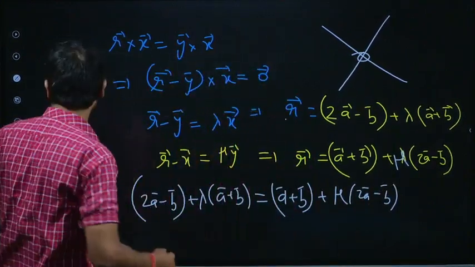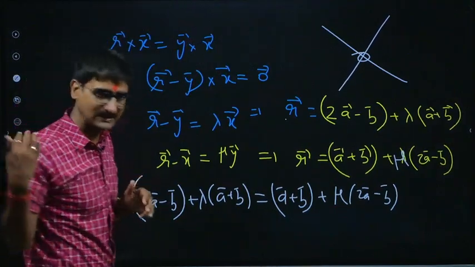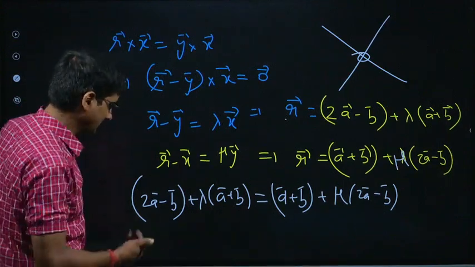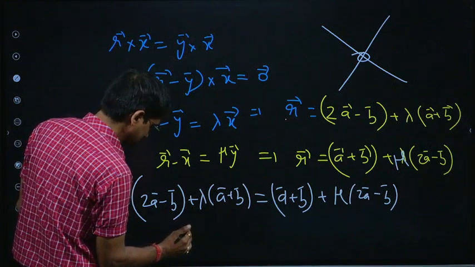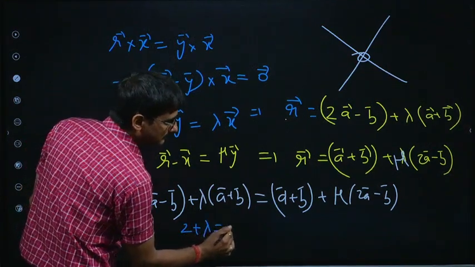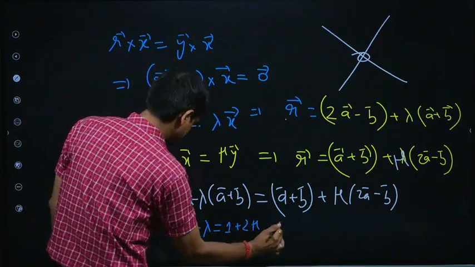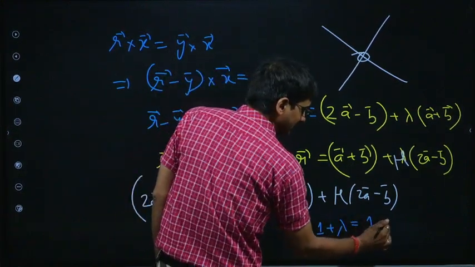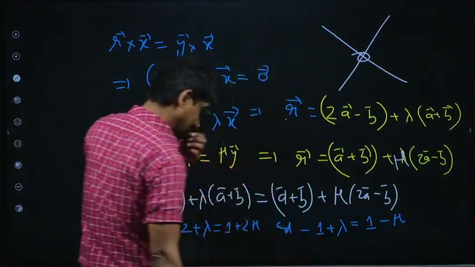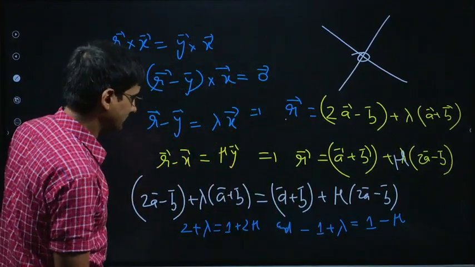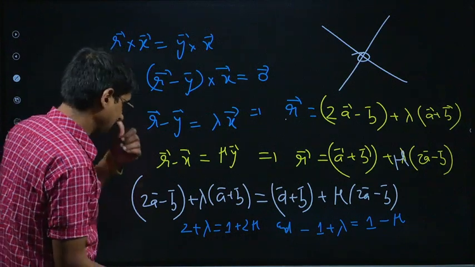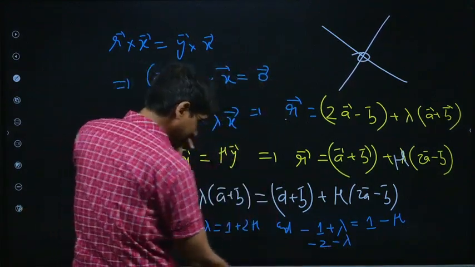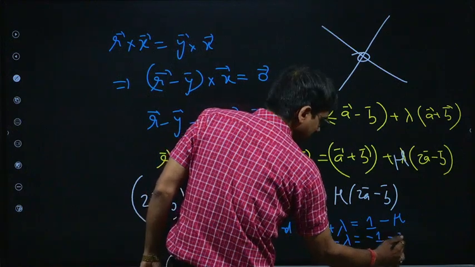Since a and b, a, b, c form a right-handed system, of course they are non-collinear. So if I collect the scalar coefficient of the a vector, it is 2 plus lambda is equal to 1 plus 2 mu, and minus 1 plus lambda is equal to 1 minus mu. Now let's solve it. So how much is the value? Anyone? If I just subtract, minus 2 minus lambda is equal to minus 1 minus 2 mu.